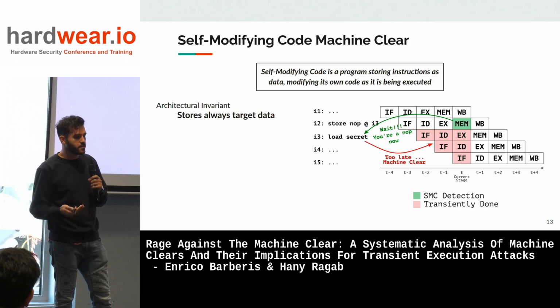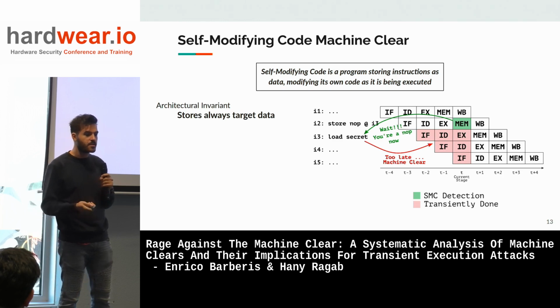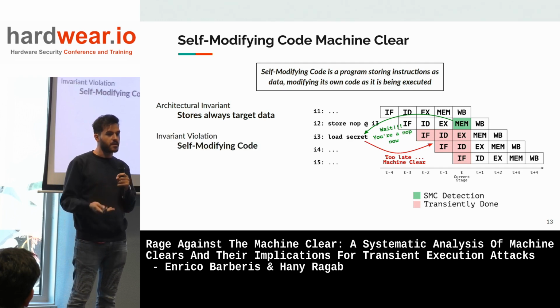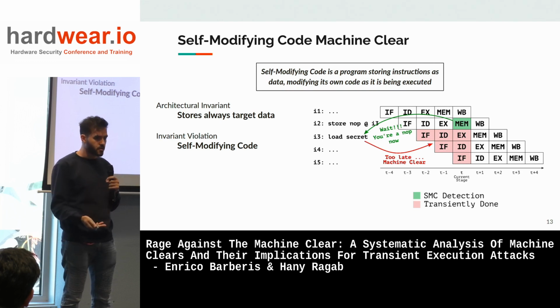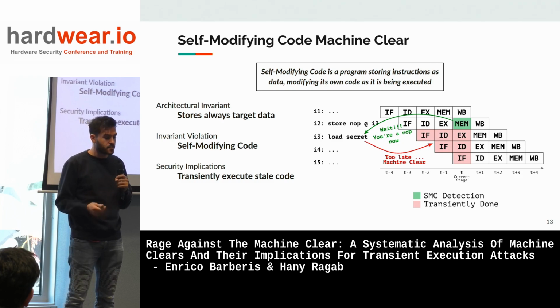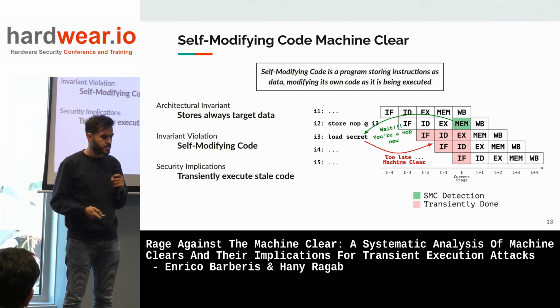So here, the architecture invariant of this type of machine clear is that store instructions always target data addresses. And this invariant is violated in the case of self-modifying code, which does exactly the opposite and targets code addresses instead. And this allows an attacker to transiently execute stale code, potentially under the control of the attacker.